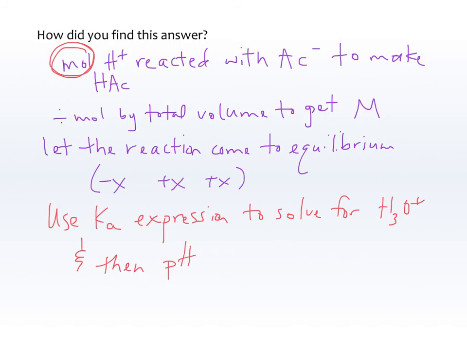So the moles of H plus react with the moles of AC minus to make moles of HAC. Divide the moles by the total volume to get molarity. Let the reaction come to equilibrium, and then use the Ka expression.